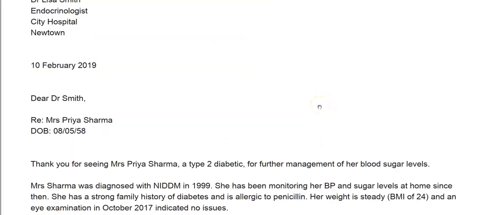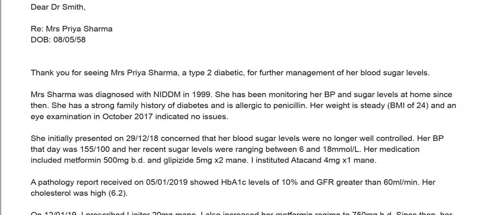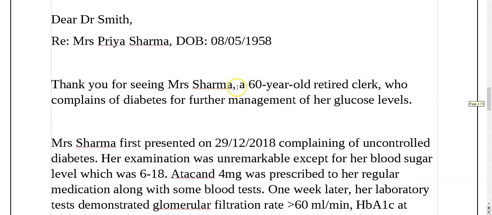Now we've got a sample. The reason we're going to take a look at this is because it just contains some interesting points that I want to make by way of comparison. So here we go. Now, thank you for seeing, Mrs. Sharma. Now we don't really need that. If you've got the DOB, we can work out the age.